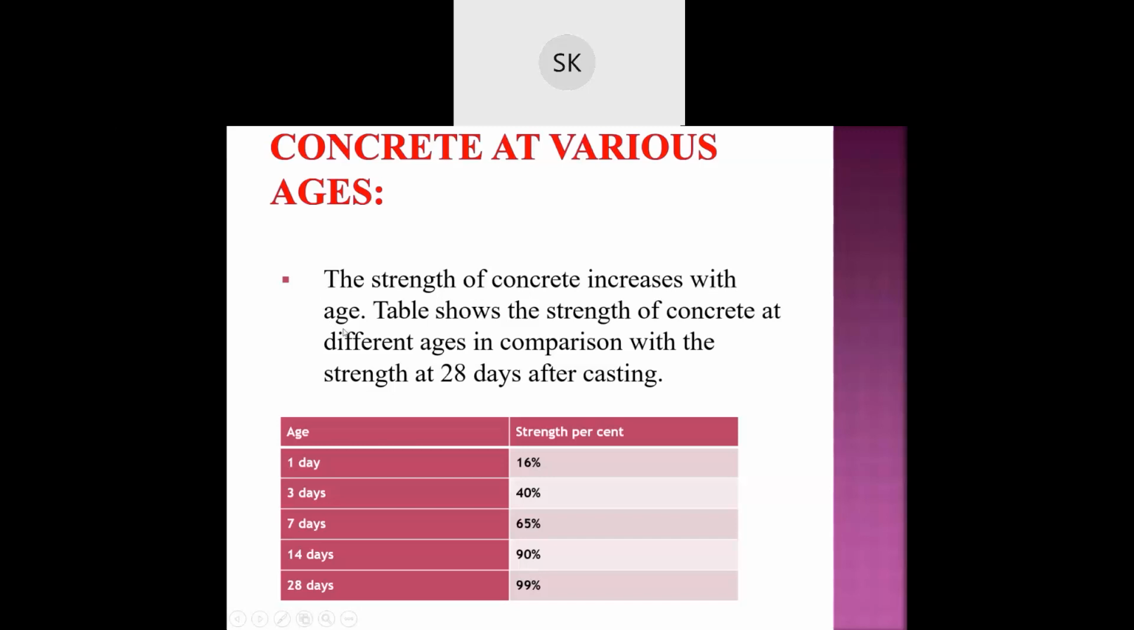See, read each and every line. Every line is important. Strength of concrete increases with age. Age here means 1 day, 3 days, 7 days, 14 days and 28 days. Basically, these three are important. You may be asked how much strength a concrete cube gets at 14 days. So it will be 90%. On 7 days, it will be 65%. The table shows the strength of concrete at different ages in comparison with the strength at 28 days after casting.